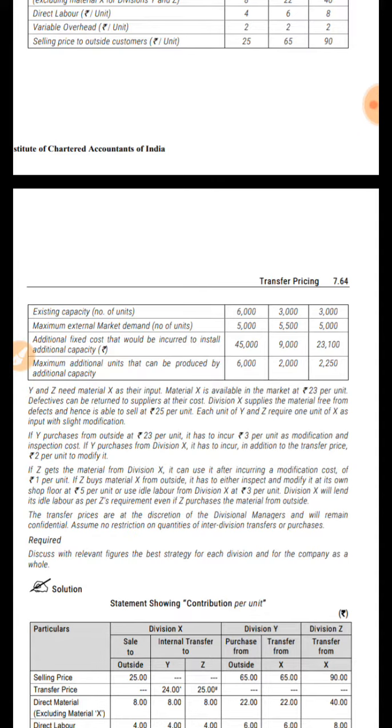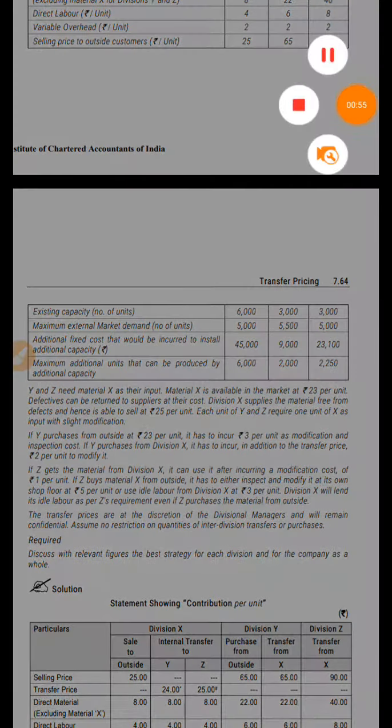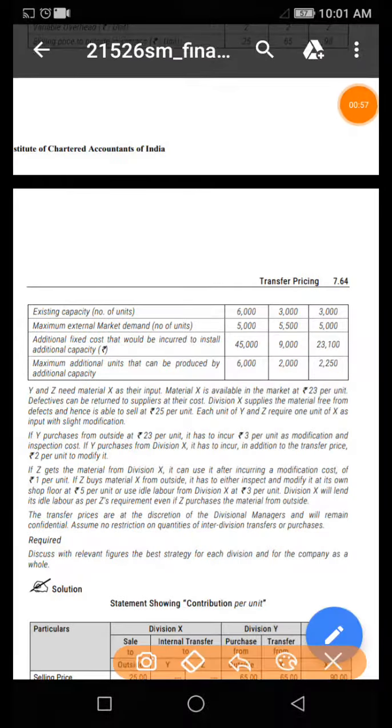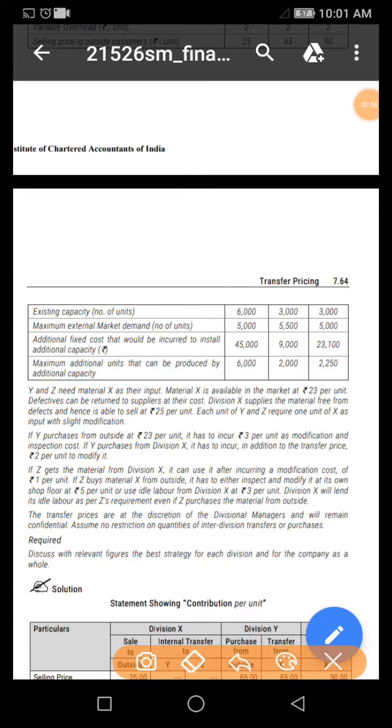Maximum external market demand is given, number of units 5,000, 5,500 and 5,000. Then additional fixed cost that would be incurred to install additional capacity is given, 45,000, 9,000 and 23,100. And maximum additional units that can be produced with additional capacity. What it is saying is, if you are incurring 45,000, you will be able to increase the capacity by 6,000 units.